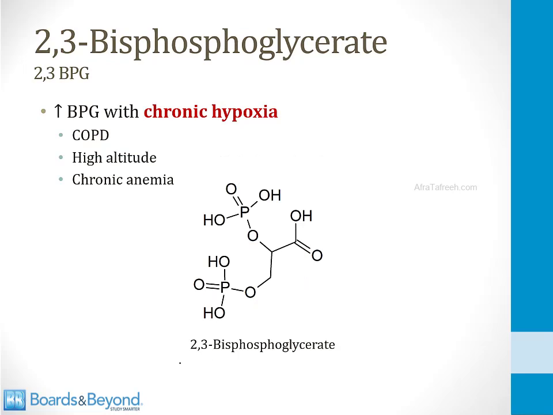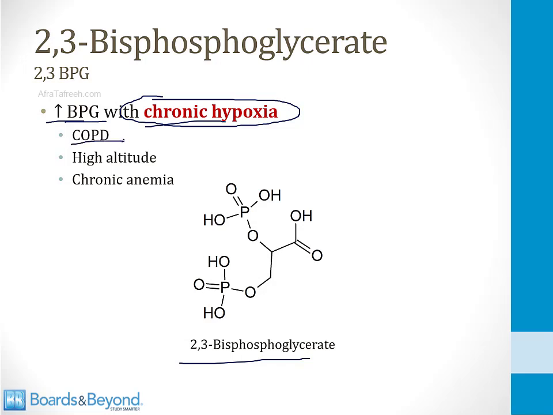So as I said before, there's always some 2,3-BPG in red cells, but the amount can go up when red cells are exposed to chronic hypoxia. And this should make sense to you based on what we just talked about. 2,3-BPG causes hemoglobin to let go of oxygen. So in the setting of chronic hypoxia, you want oxygen to be released, and therefore that's when 2,3-BPG levels go up. So patients with COPD can have high levels of 2,3-BPG.